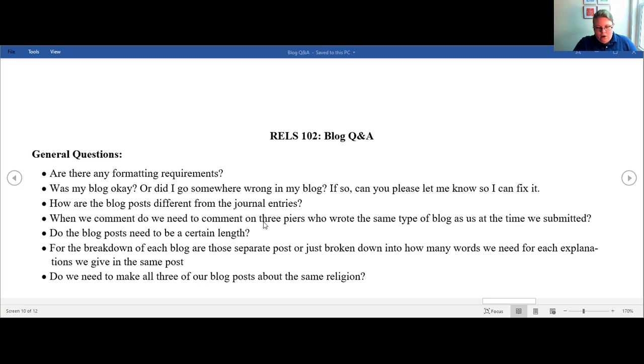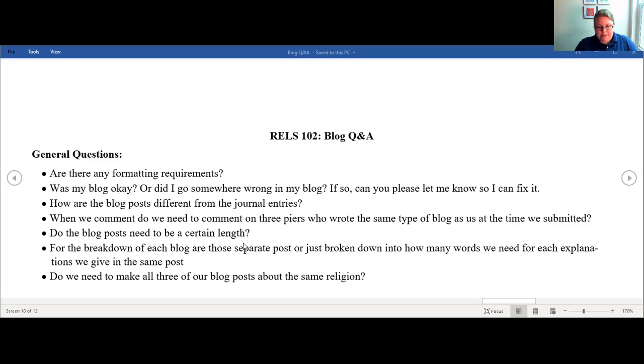When we comment, do we need to comment on 3 peers who wrote the same type of blog as us at the same time we submitted? No, they can be any type of blog post at any point. Just make sure that they are 3 different peers, so not just replying to the same person. The whole point here is that you're demonstrating that you're reading at least some of the blogs. Ideally, if this were an in-person class, we would have presentations about the blog posts, but this is the way that we can handle this in an online format.